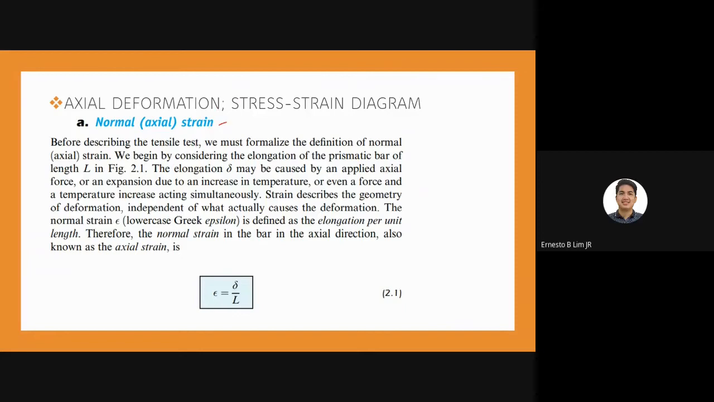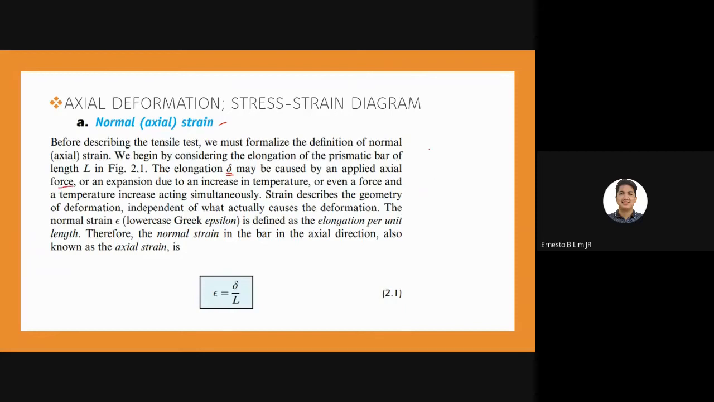Okay, so before describing the tensile test, which will be discussed later, we must formalize the definition of normal or axial strain. So we begin by considering the elongation of a prismatic bar of length L in figure 2.1, which will be presented later. So the elongation, this is gamma, may be caused by an applied axial force or an expansion due to increase in temperature, or even a force and temperature increase acting simultaneously. So normally these are the causes of those elongation.